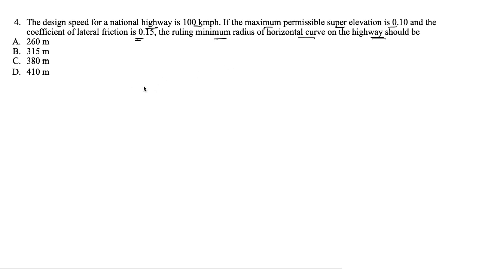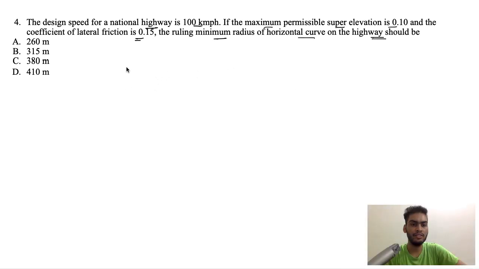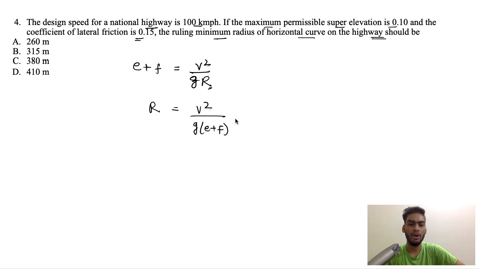So this is also very easy. We know the super elevation, I mean including the friction also. We know the expression E plus F is given as V square upon GR. So we have to find out this radius here. So R is equal to V square upon G times E plus F. All these values are given to us and we just have to apply the formula.